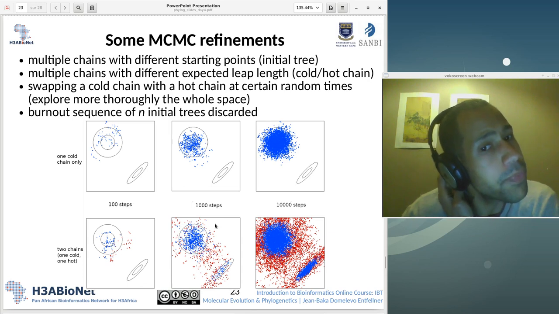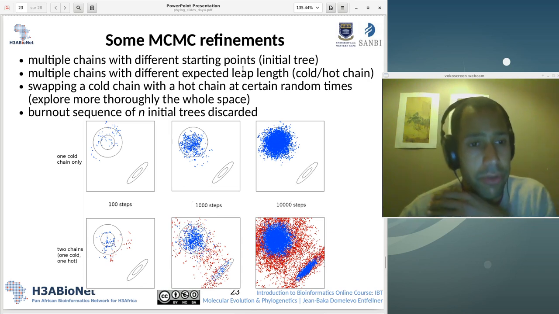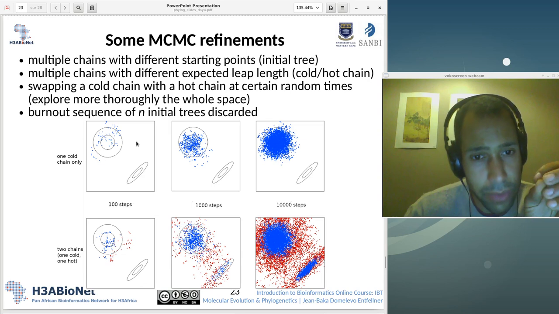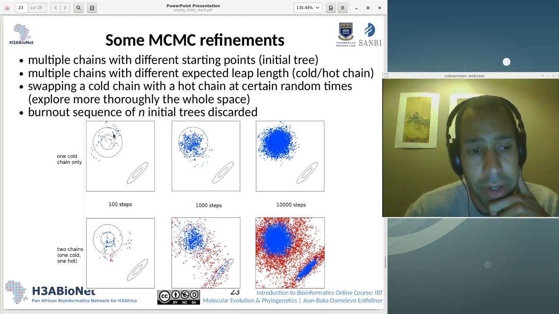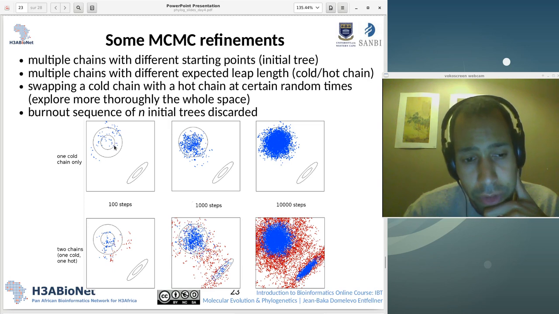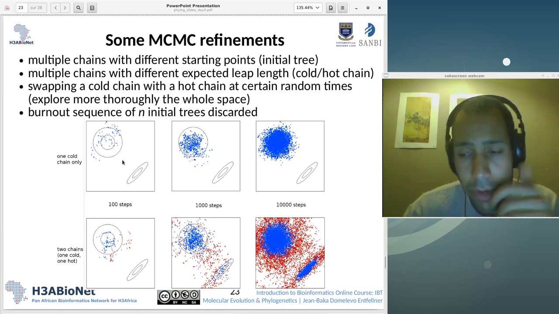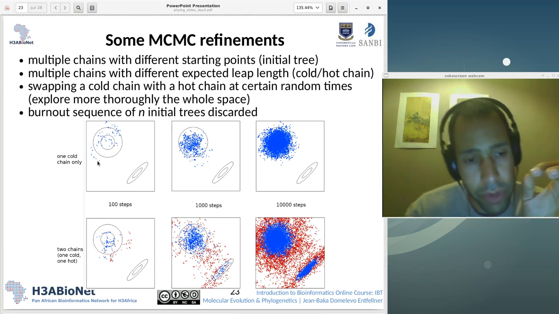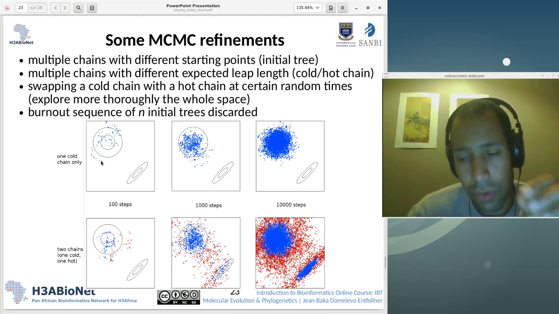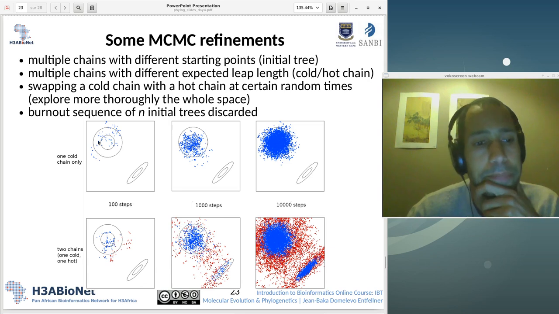So some MCMC refinements. So you understand that we'll have agents jumping from one point to another. And here the agent is called the chain, because it's the chain linking together the different steps.